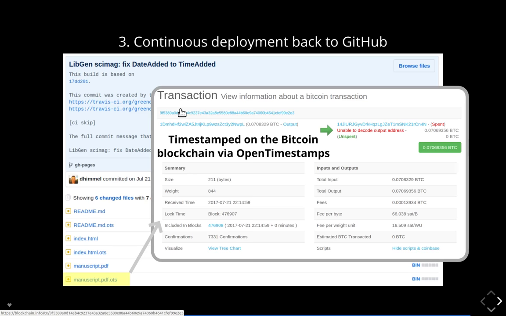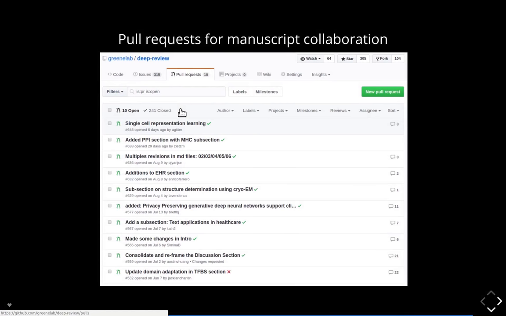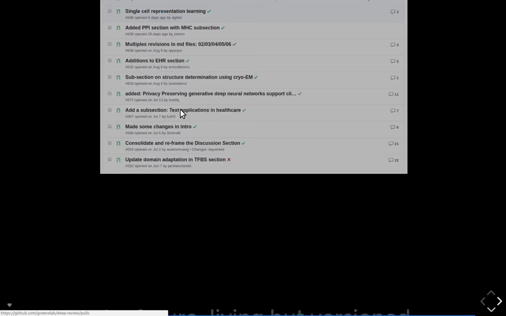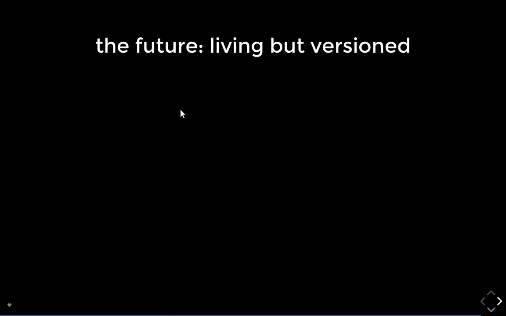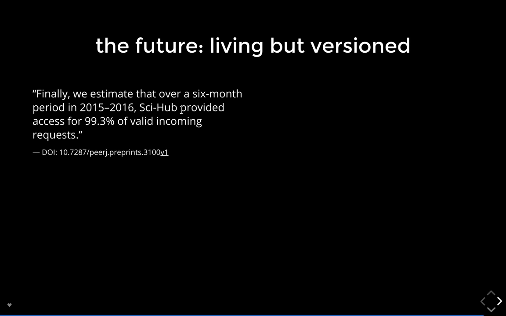So it's an unprecedented level of verifiability. And not only that, we can have what are called pull requests, which just mean someone can come and see the manuscript and suggest a change. It could be as small as fixing a typo or contributing a whole new section that we should have missed. And so we want the future to be living, but versioned. And this was really helpful with this study.